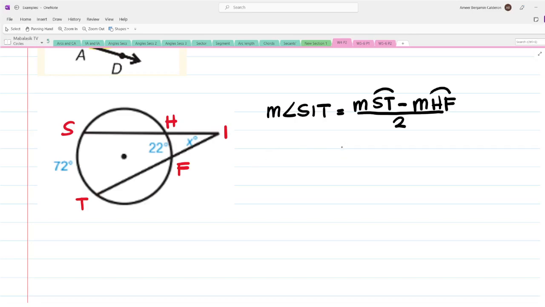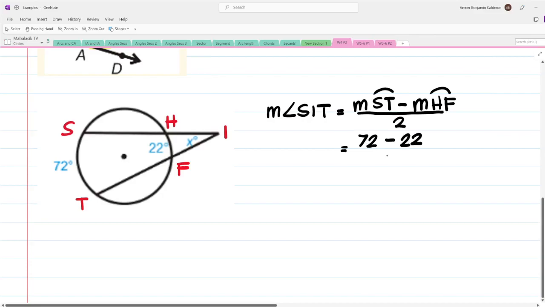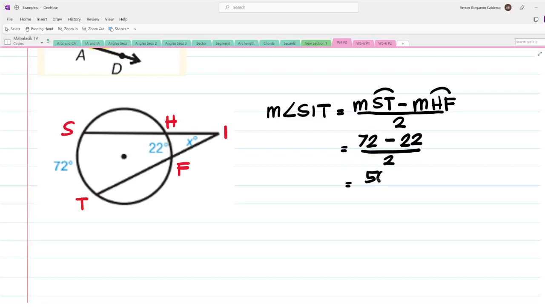Anyway, going back to our solution, we'll have the measure of arc ST, that is 72 degrees, minus the measure of arc HF, which is 22 degrees, and divide it by 2. So 72 minus 22, that is 50 over 2. So the measure of angle SIT is equal to 25 degrees, and that is our final answer.